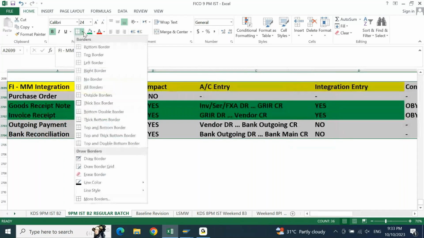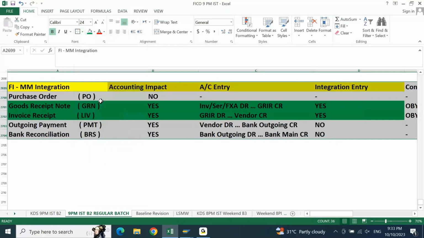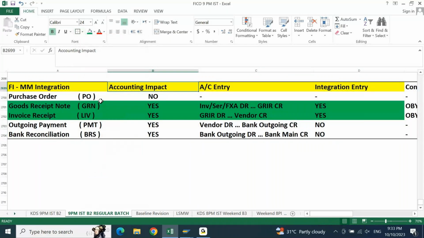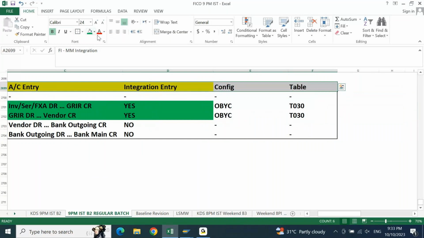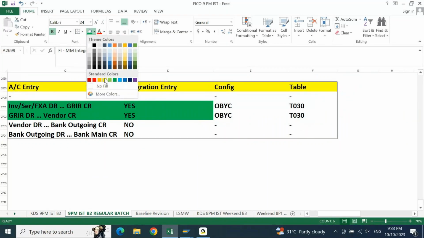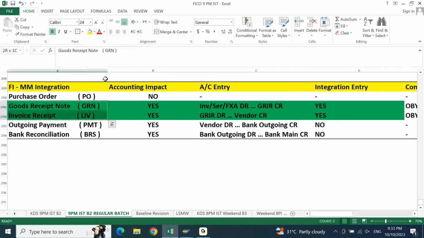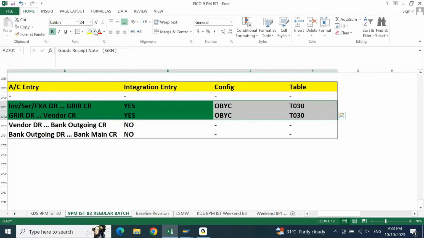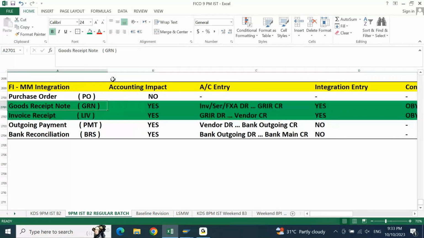Why am I writing no table? Because I'm writing exclusively with respect to FI MM integration. Whatever points are related to FI MM integration, only those points I have listed. The remaining points I have not listed because I have not considered them as integration related accounting entries. Okay, these points first we need to remember.